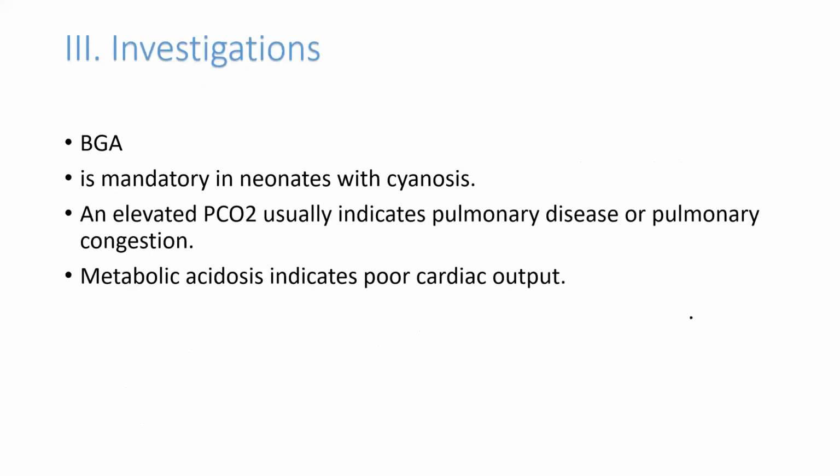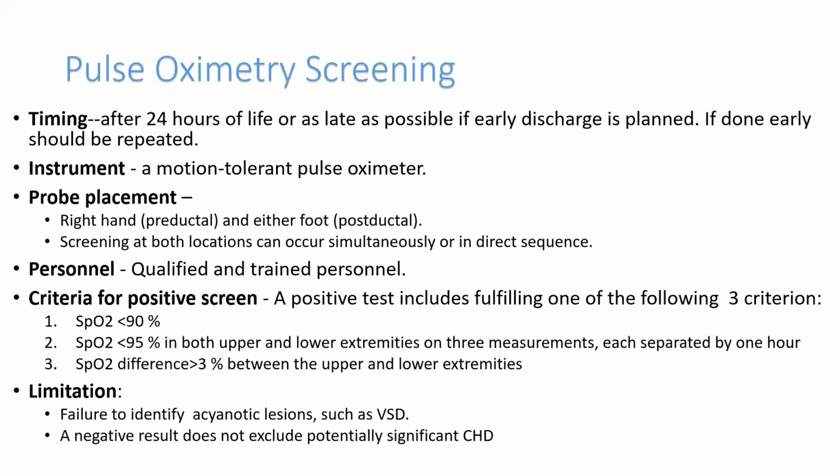Your key investigations are blood gas. If a baby is presenting with cyanosis, a blood gas will be important. From a blood gas, if you pick out metabolic acidosis, that will indicate poor systemic perfusion. An elevated PCO2 from a blood gas is mainly due to pulmonary disease or pulmonary congestion.